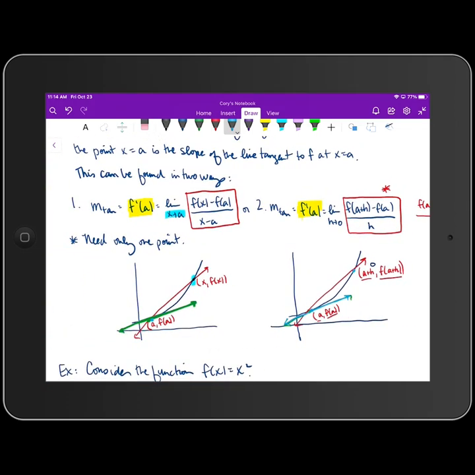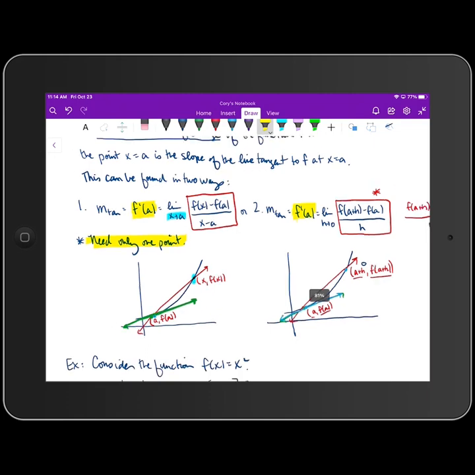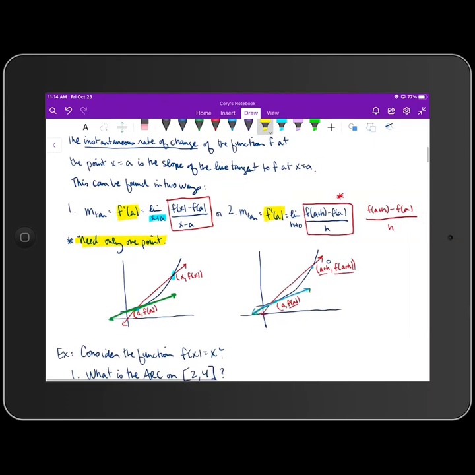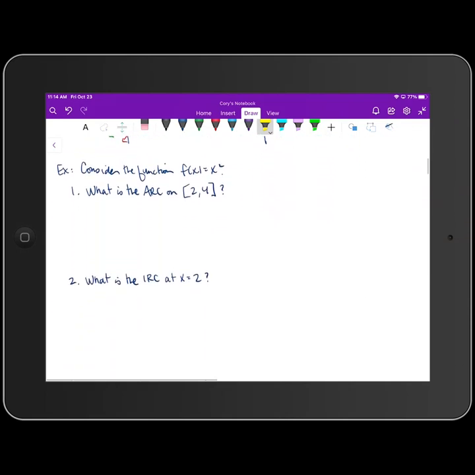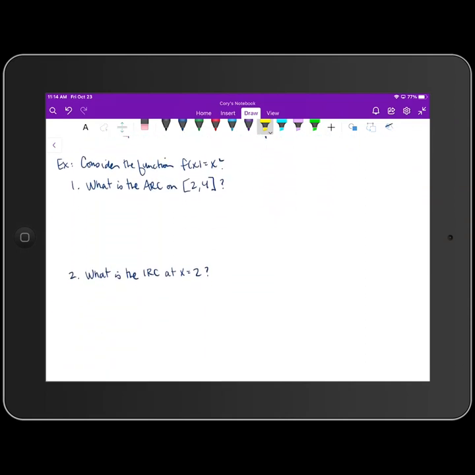So that's how we go about calculating the slope of the tangent line for right now. Now, when it comes to finding instantaneous rate of change, we only need one point. Like we said before, if we're calculating average rate of change, we need two points on an interval. So let's get into some examples involving calculating average rate of change and instantaneous rate of change.